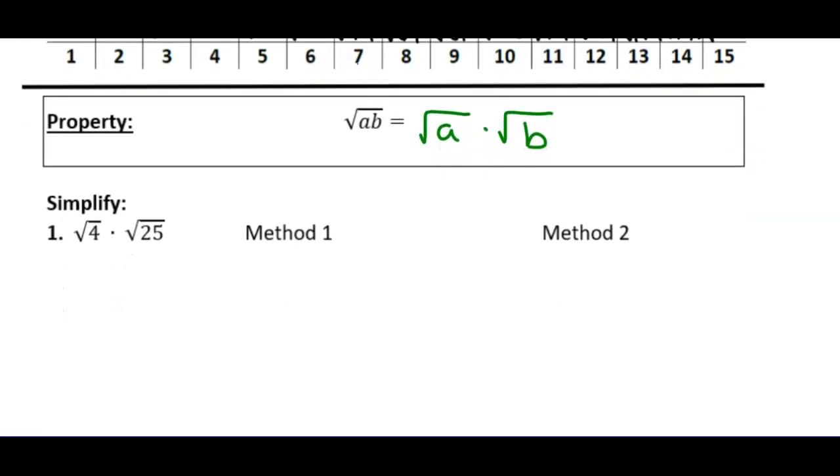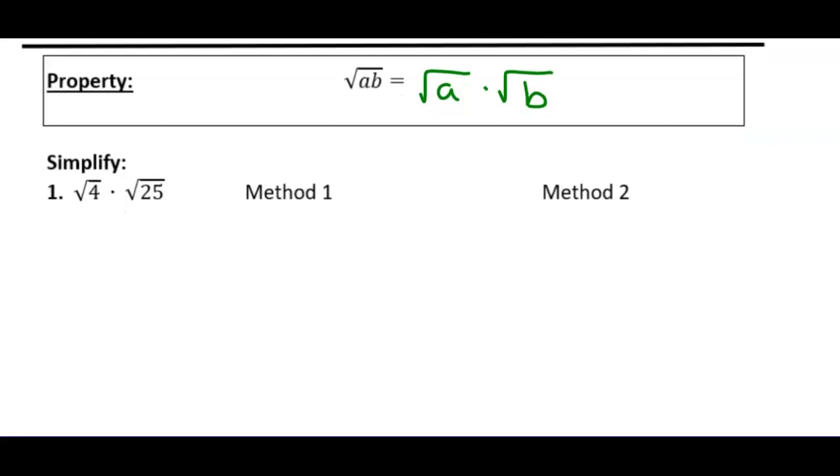So what do I mean by that? If I take method 1 and use the square root of 4 times the square root of 25, we know that those are both perfect squares. So the square root of 4 is equal to what? 4. No, I take that back. 2. The square root of 25 is equal to what? 5. They're being multiplied, so then I take 2 times 5, and I get 10.